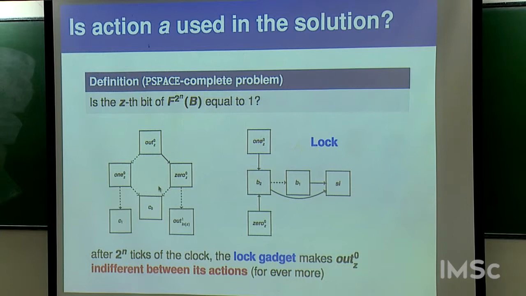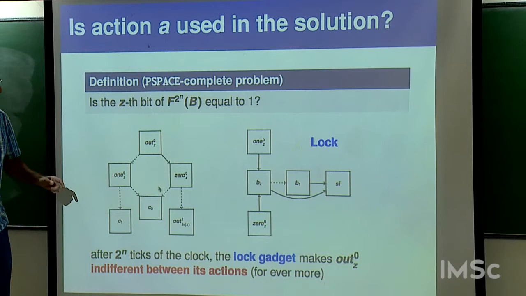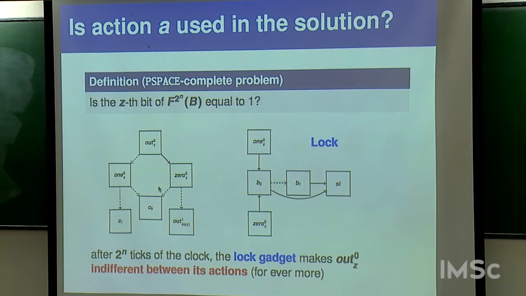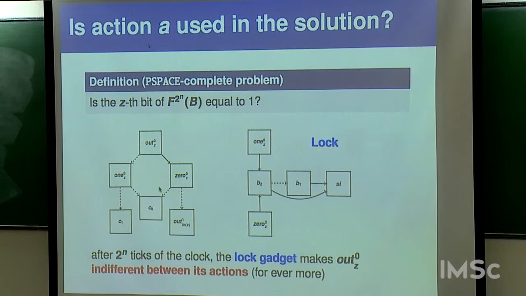And when you finish those 2 to the n ticks, we essentially have a little gadget that forces the bit in question to become indifferent between 1 and 0. So it's pointing in some particular direction that encodes the value of f of b iterated 2 to the n times. And by making it indifferent, we know that it will never switch. The appeal will be zero forevermore.